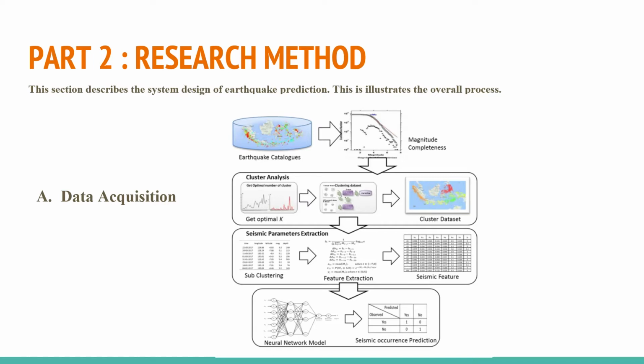The earthquake dataset in this research is taken from the Catalog of the Agency for Meteorology, Climatology, and Geophysics, or BMKG, and the United States Geological Survey, or USGS, from 1910 to 2017. The magnitude of completeness of the catalog for the earthquake dataset is determined first before implementing the clustering process. It uses the Gutenberg-Richter frequency size distribution.